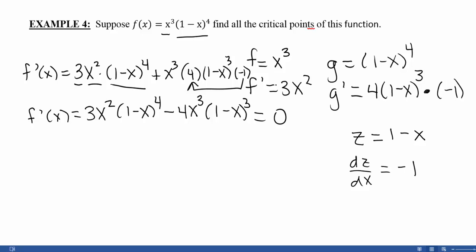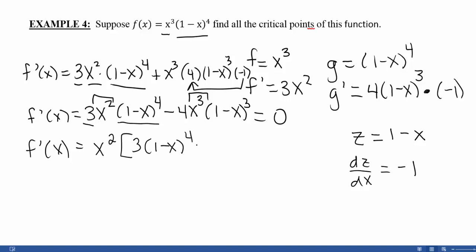But I have two terms that I'm factoring from. And so what I need to consider first is the constants. My constants are 3 and 4. So there's not a good number that goes into both of those. So I'm not going to factor out a constant. The next thing I'm going to consider is my x terms. I want to pull out the lowest power of x. So here, that's an x squared. So from the first term, I'm left with a 3 and a (1 minus x)^4. From my second term, I'm left with a 4.